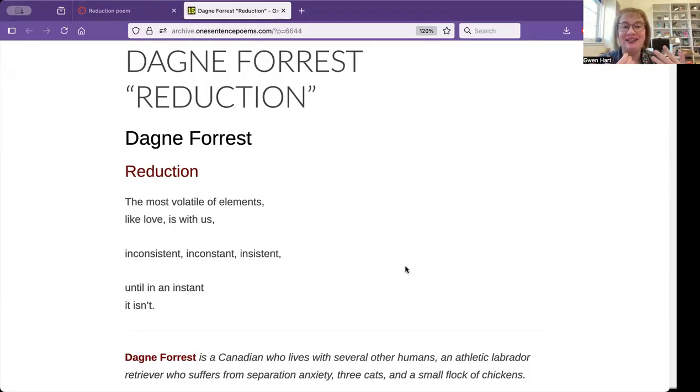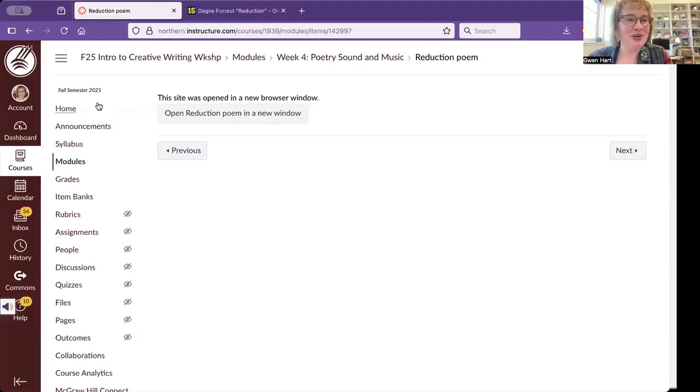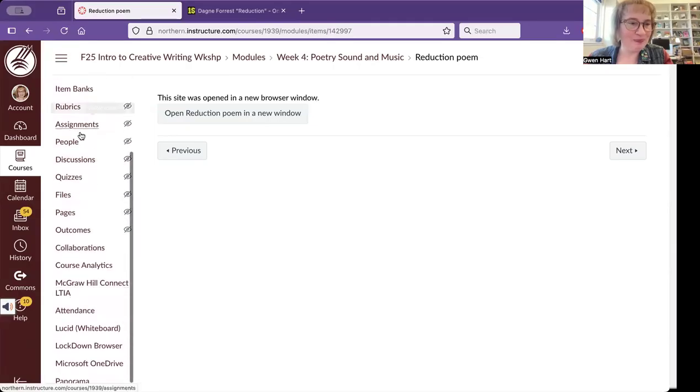So it's saying love, right? It's inconsistent, it's inconstant, it can change, but it's insistent, like it's hard to ignore, until in an instant it isn't. You can fall out of it. You fall in it, fall out of it, right? And it's called a reduction, like he's reducing love to this little formula of all the descriptions of love. It's beautiful. So whoever found this, thank you. Sorry, I didn't remember who it is to give them credit, but I thought that was a great example.